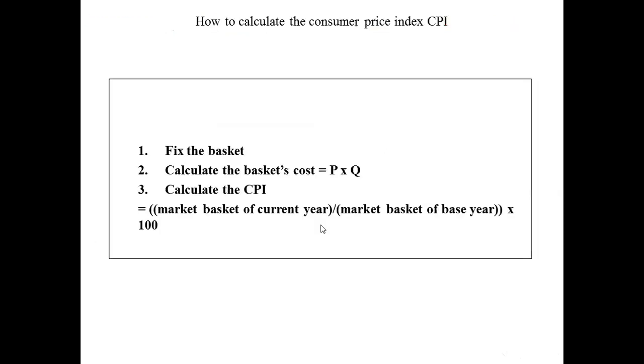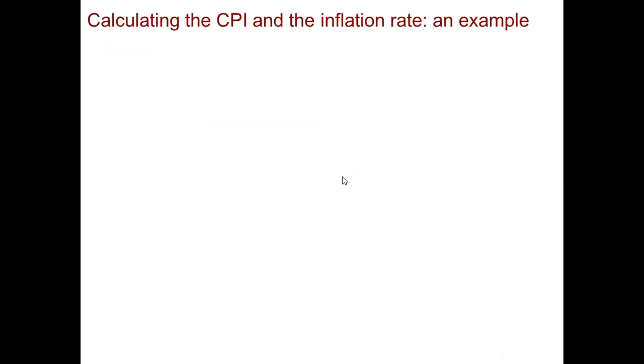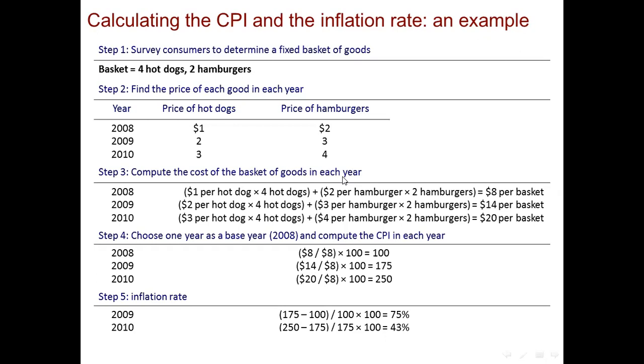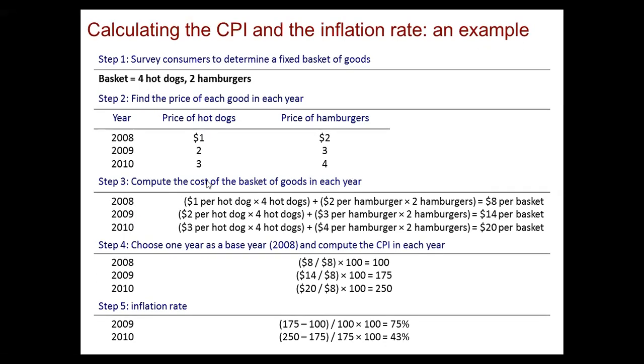What's your first step? Calculate the basket, which is what? Price times quantity. Okay. So for 2008 I have 2 goods: hot dogs and burgers. The price of hot dogs is $1. So 1 times the quantity, which is what? 4. That's 1 times 4, price times quantity, plus the quantity of burgers is 2 and the price is 2.